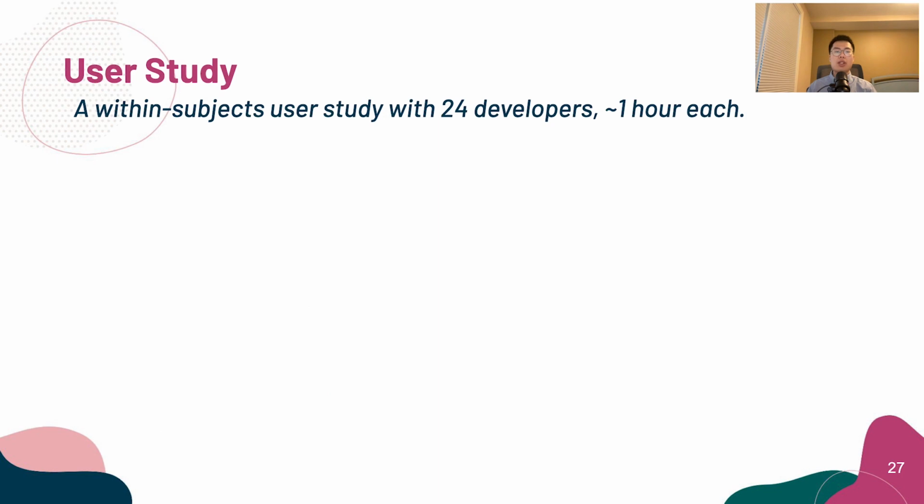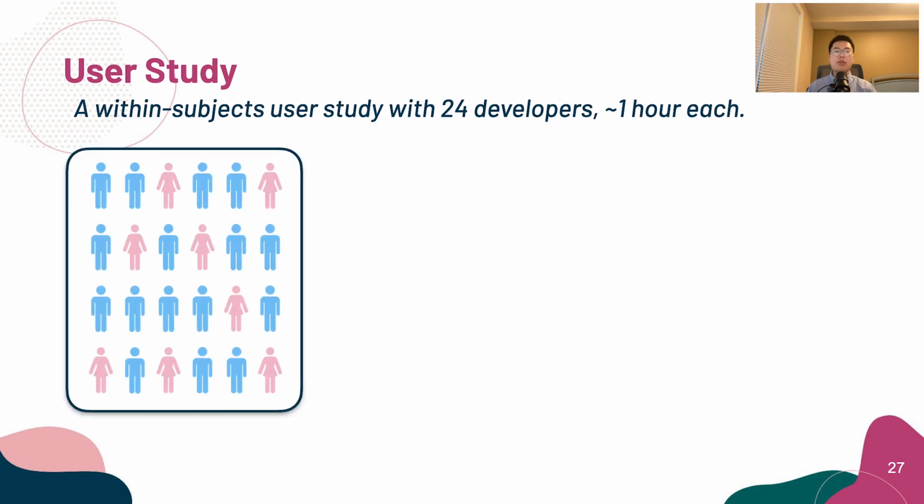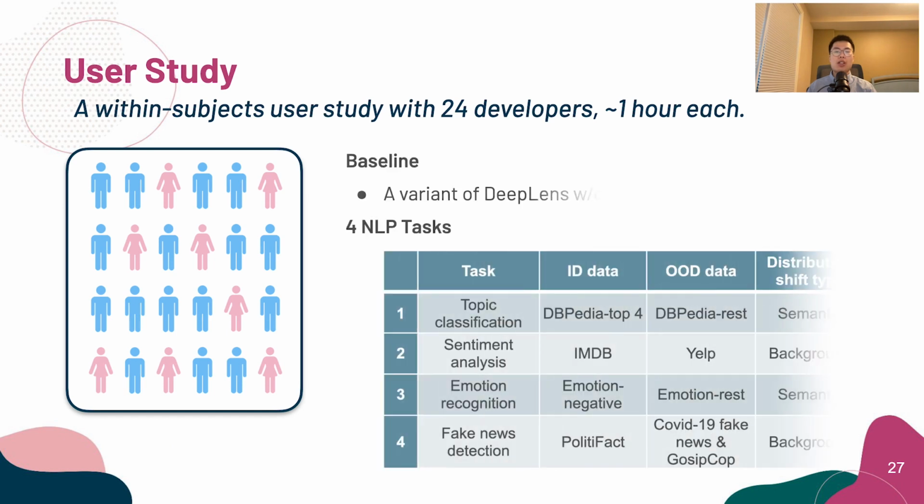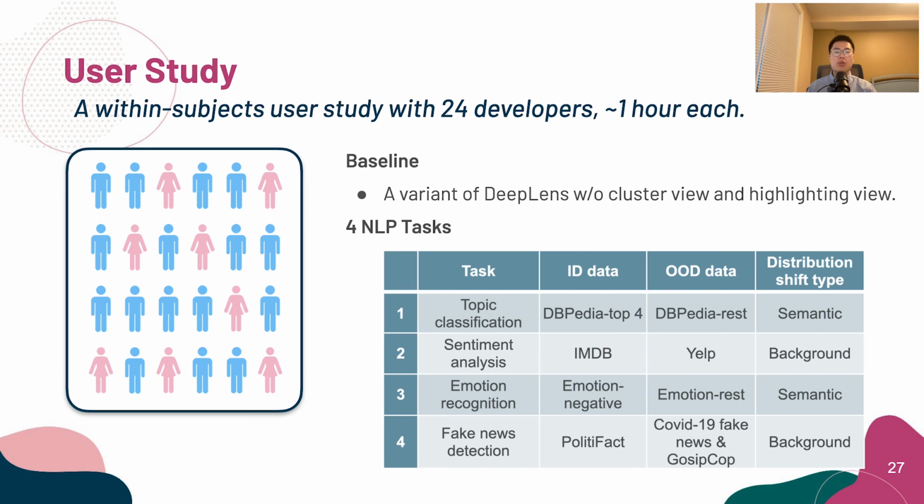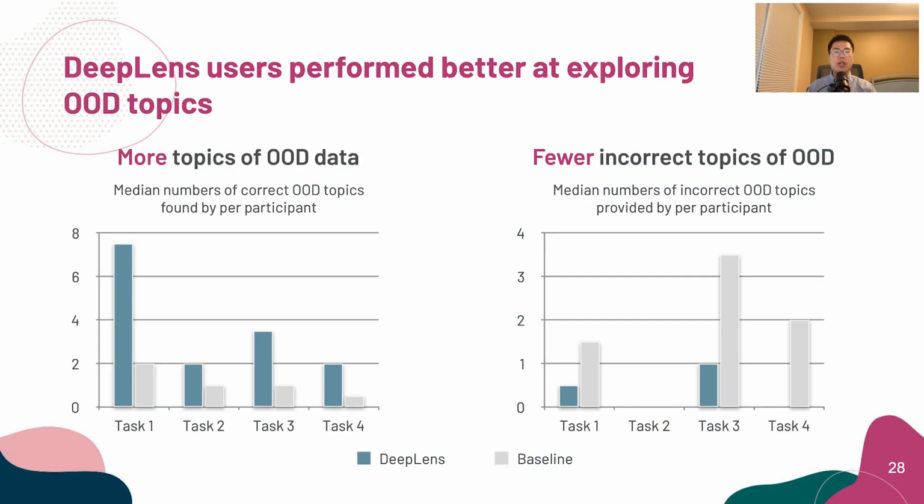We conducted a within-subject user study with 24 developers to evaluate the effectiveness of DeepLens. We created a baseline for our user study, which is a variant of DeepLens, by disabling the cluster view and highlighting view. We conducted our user study on 4 different NLP tasks, including 2 different types of distribution shift, semantic shift and background shift. We found that when using DeepLens, participants found more topics of OOD data while making fewer mistakes compared with using the baseline.